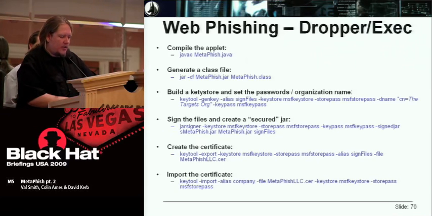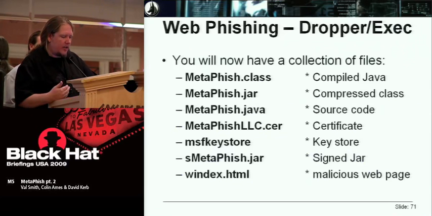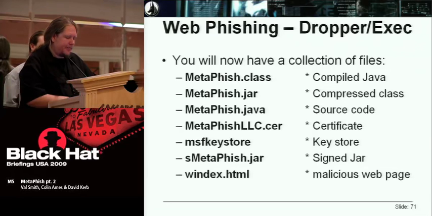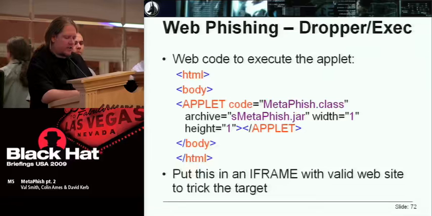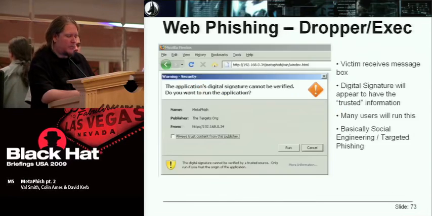So once you go through all these commands, you're going to end up with a collection of files that you need to carry out this attack, including the class file and the jar and all of this. And then you're going to want to build a web page to distribute the applet. So I've included some really simple example code for handing off the applet. You might want to put this in an iframe with your target's actual website as the real frame so that it looks normal. So this is a screenshot of what it sort of looks like to the victim.